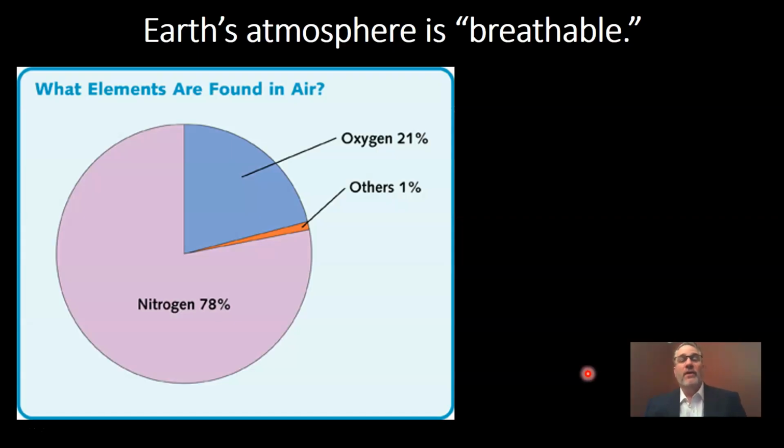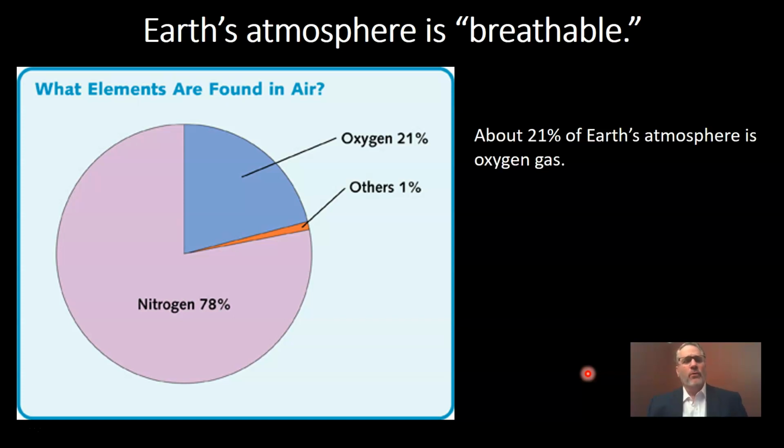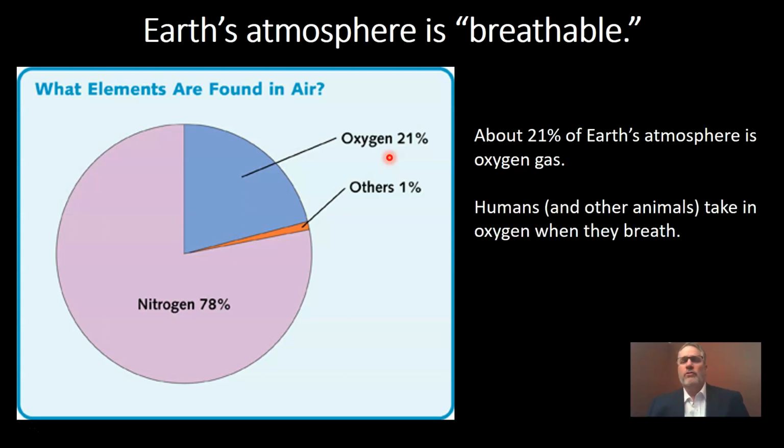Well, one of the ways that Earth's atmosphere supports life is that it is breathable. Okay, what exactly does that mean, breathable? Of course, Earth's atmosphere is really just the air around us, and we breathe air. But why is that important? When we look at Earth's atmosphere, its composition, the chemicals that make it up, it turns out to be mostly nitrogen. But the other chemical that is predominant in it is oxygen. And we can see that oxygen makes up about 21% of air.